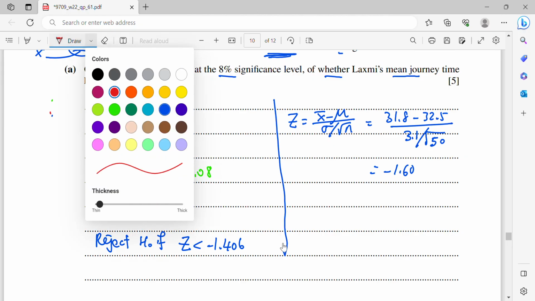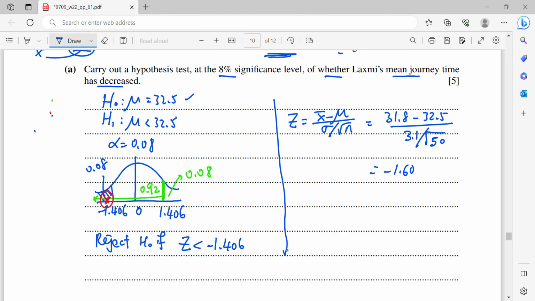Therefore, our conclusion is reject H0. So you can write since Z is less than negative 1.406, reject H0. Sorry, this is your decision. Now your conclusion is based on whether Lakshmi's mean journey time has decreased. So since we have rejected the H0, there is sufficient evidence to conclude that the mean journey time has decreased. Alright?